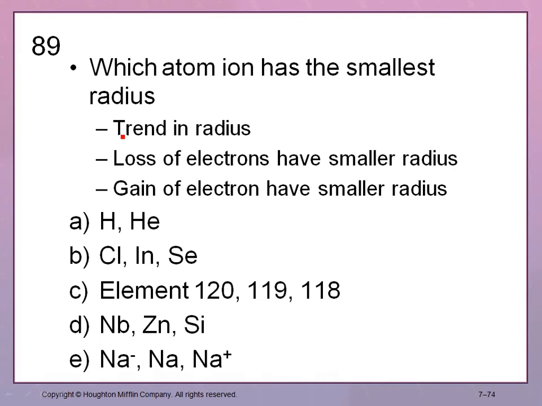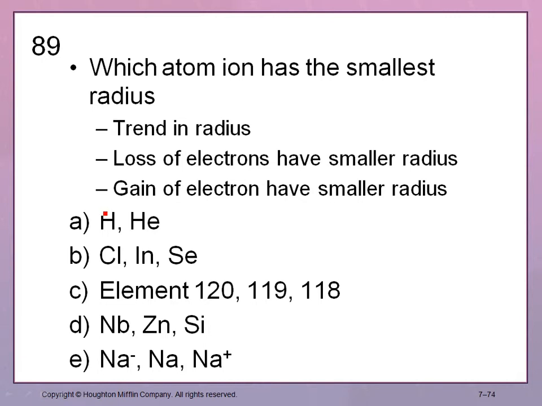Okay, we're looking at problem 89, and to take away from this problem, be sure you remember that the skills you need to be able to demonstrate here are that you know what the trend is in atomic radius, and that you also know what is going to happen to the radius of an ion when it either gains or loses electrons.